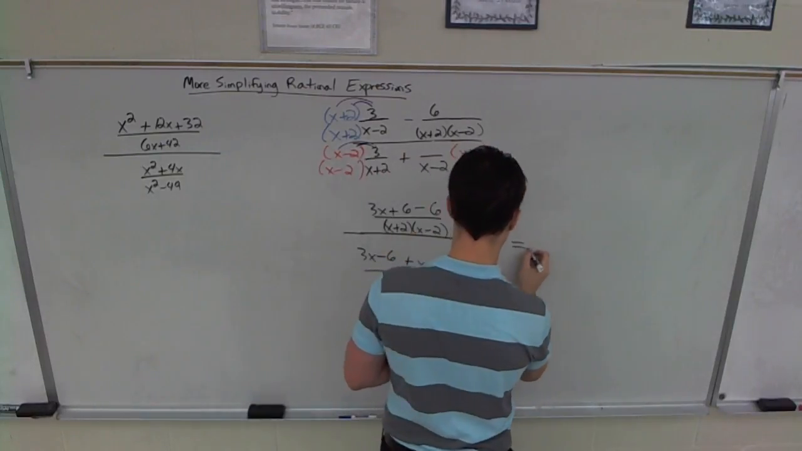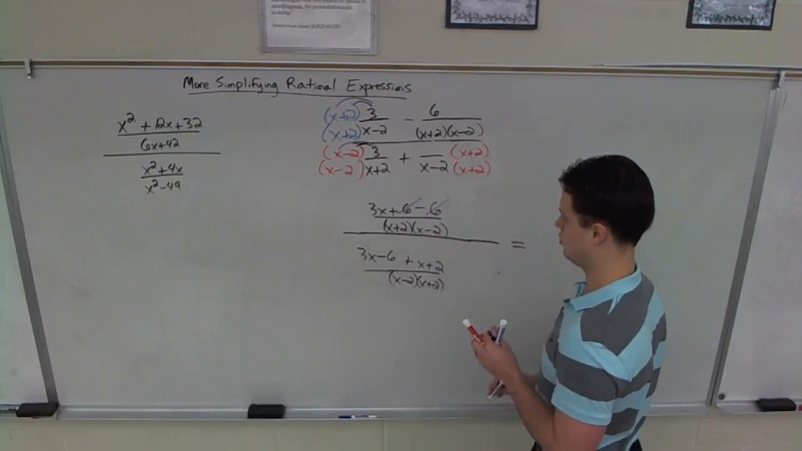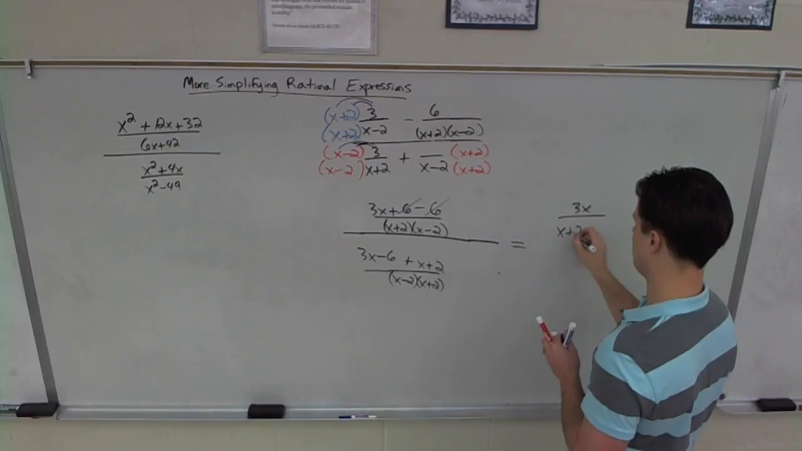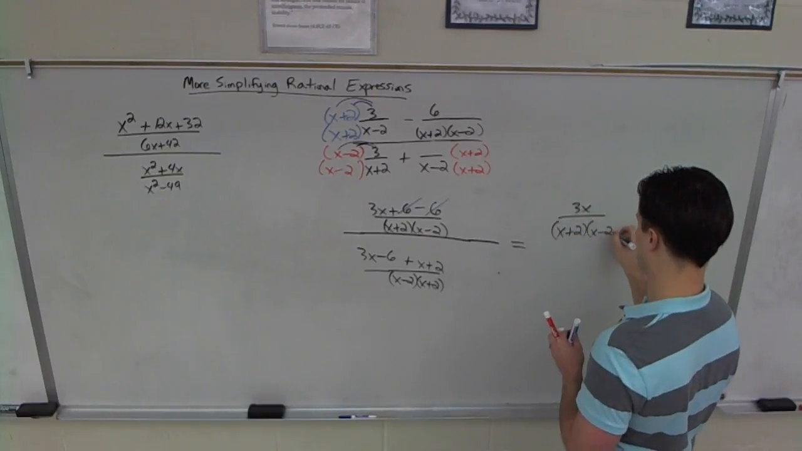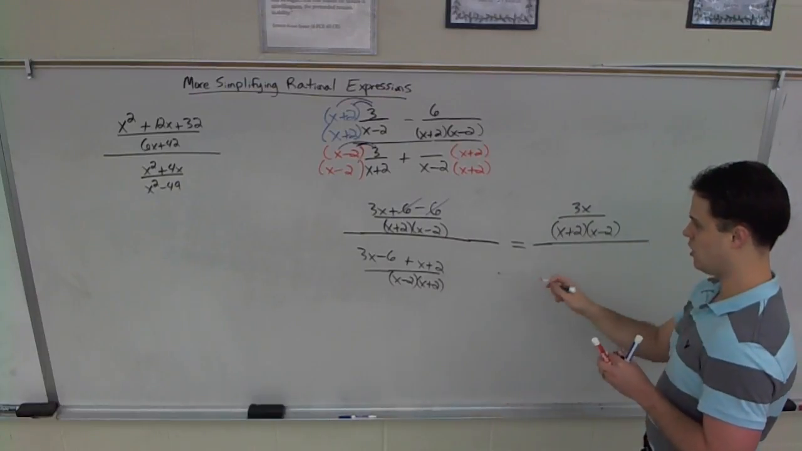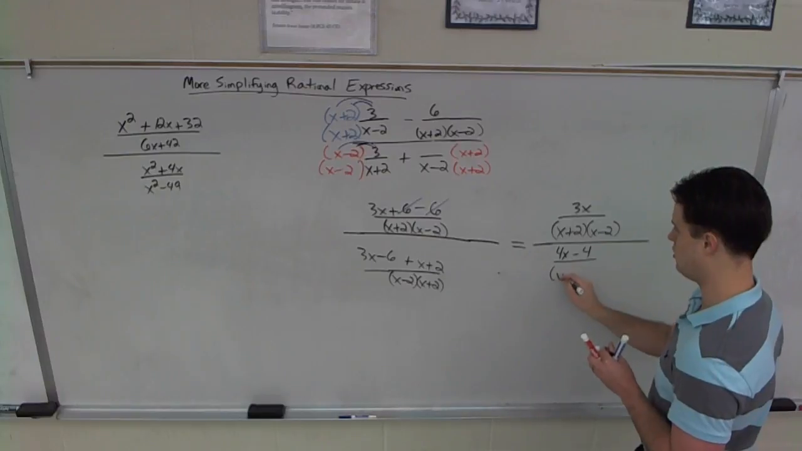Okay, so I can combine some like terms now. So those go away, right? So that's just 3x over the denominator. Main fraction bar. And then on bottom I have 4x minus 4 over that same denominator.